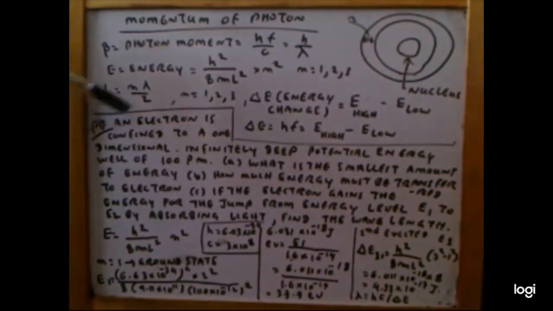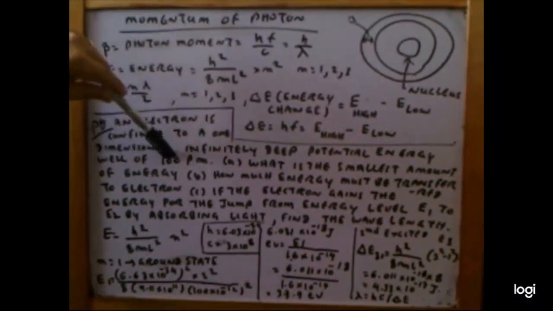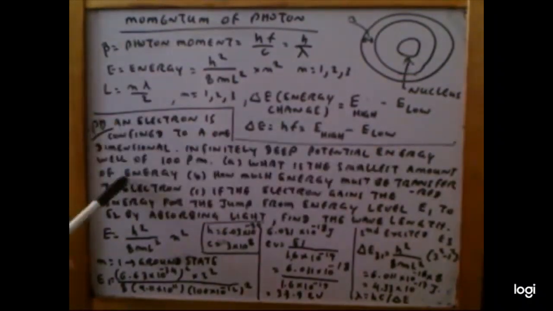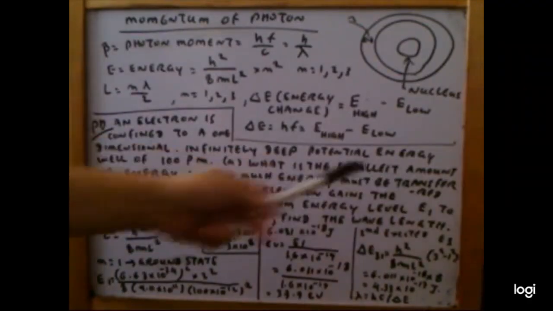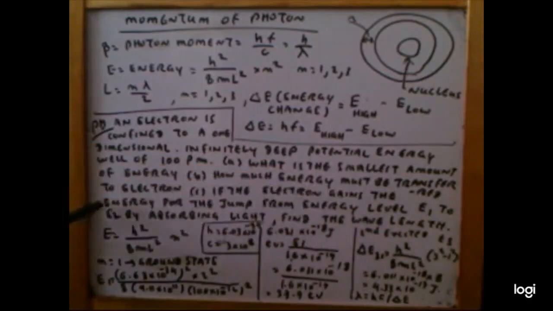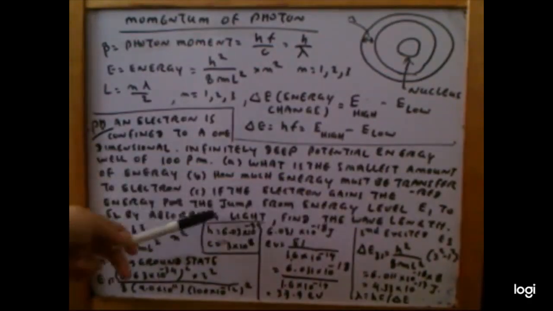This problem: an electron is confined to a one-dimensional infinitely deep potential energy well of width a hundred picometers. A, what is the smallest amount of energy? B, how much energy must be transferred to the electron? C, if the electron gains energy for the jump from energy level E1 to E2 by absorbing light of a given wavelength. So first, these are the energies possessed.